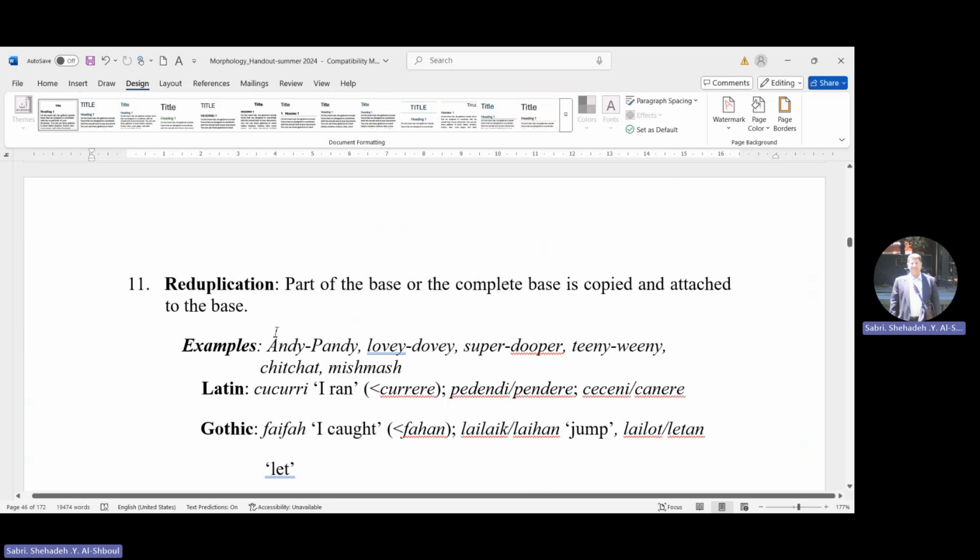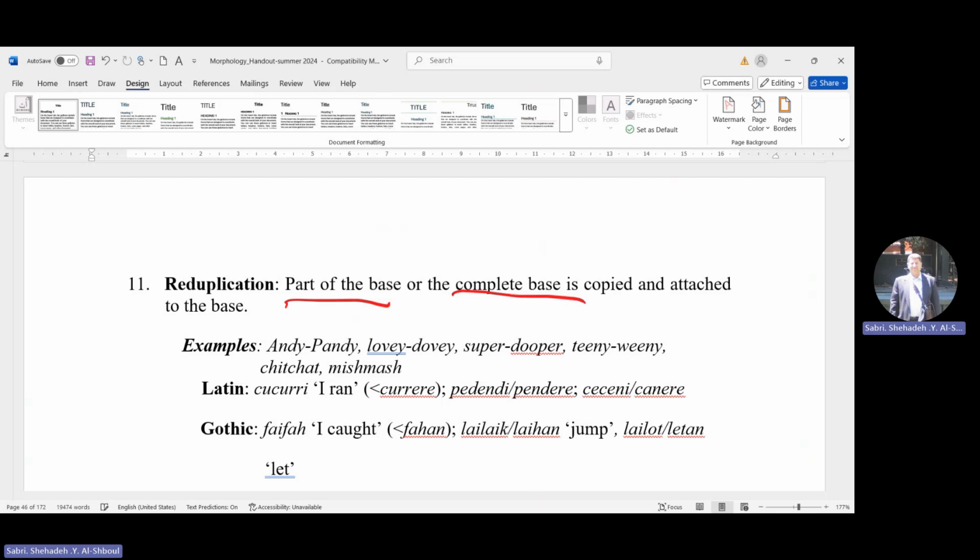Now we move to another point, which is called reduplication. Reduplication is looked at as maybe one of the most important phenomena in the language in terms of morphology, let's say from a construction point of view. Reduplication in general refers to the idea that part of the base or the complete base is copied and attached to another base.